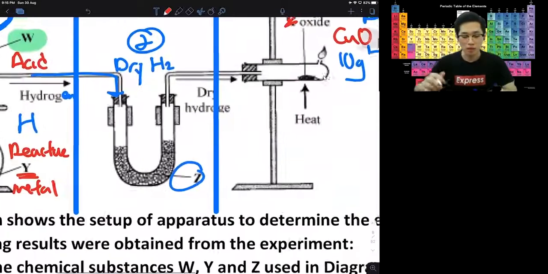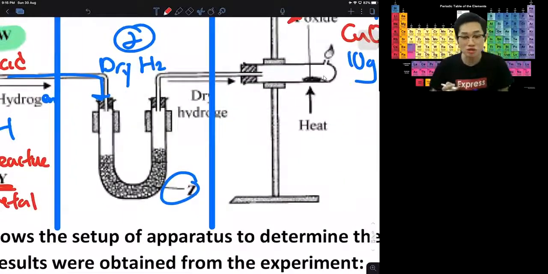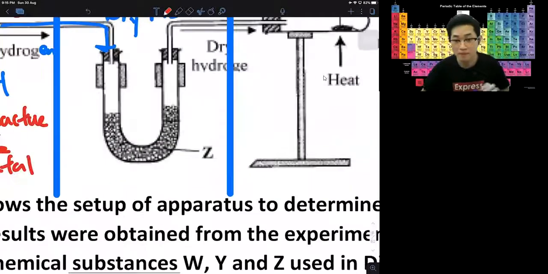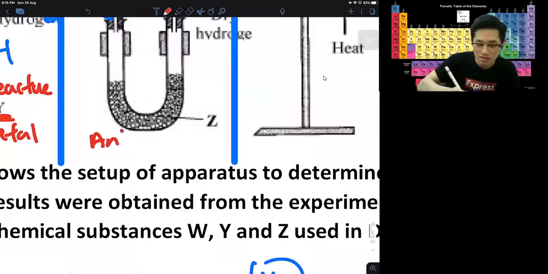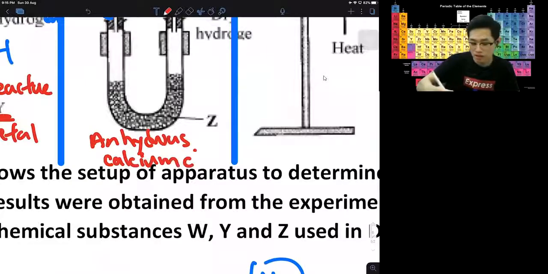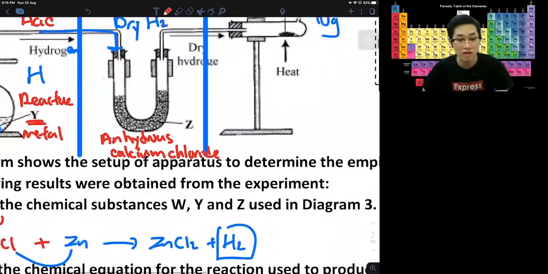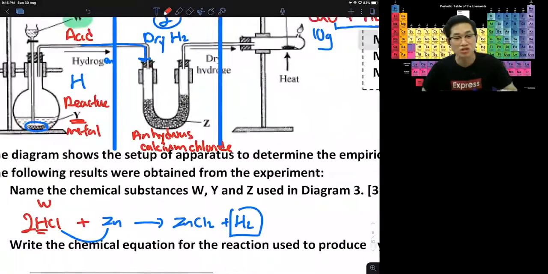Then part 2, drying hydrogen gas. We need something to dry the hydrogen gas. What is the thing to dry hydrogen gas? Yes, very good, Ernest. Anhydrous calcium chloride. So we will be using anhydrous calcium chloride to dry the hydrogen gas.